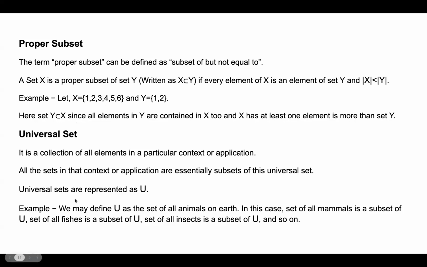Then there is the concept of the universal set. Many universal sets may be there, and a universal set may have other subsets. The example given is the set of all animals on the earth. It contains the set of mammals as a subset of U, the set of fishes as a subset of U, and the set of all insects as a subset of U. Like this, it is the universal set. Getting?